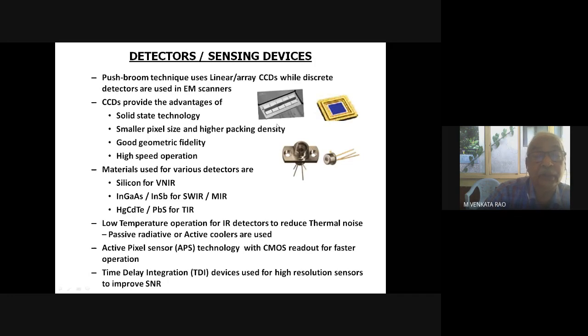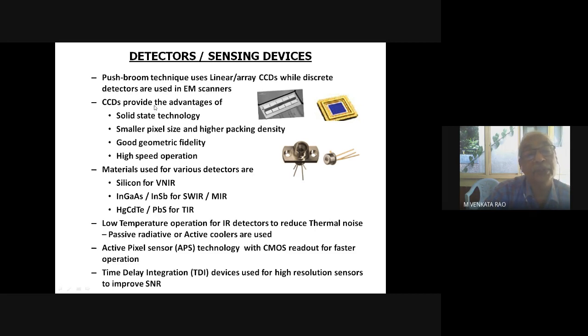So coming to the detectors, after optics, you have detectors. Basically, push-broom techniques use linear or area array CCDs, while discrete detectors are used in electromechanical scanners. The slide showed Landsat. They use a single photodiode or maybe 3 or 4 photodiodes, and the mirror will be scanning. Whereas in line scanning, we use a linear array like this. There will be a line of detectors inside this silicon. Depending on the pixel size, it may be 5 micron, 10 micron, or it can be an area array CCD.